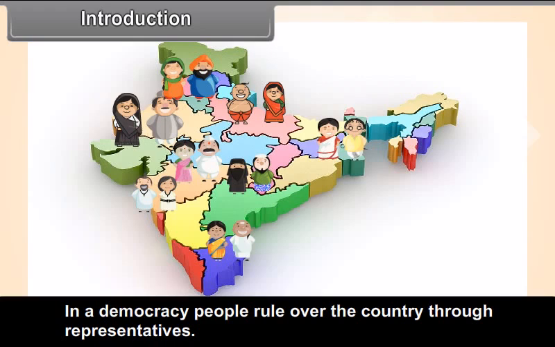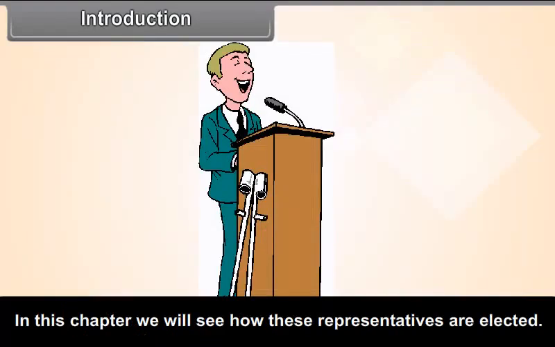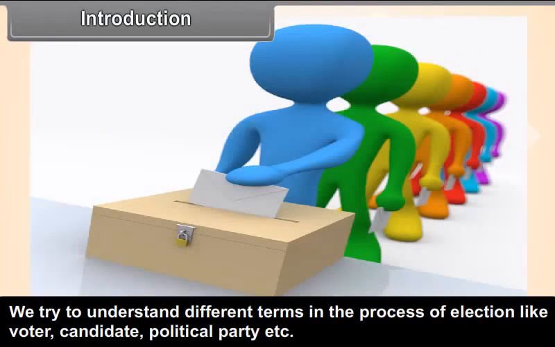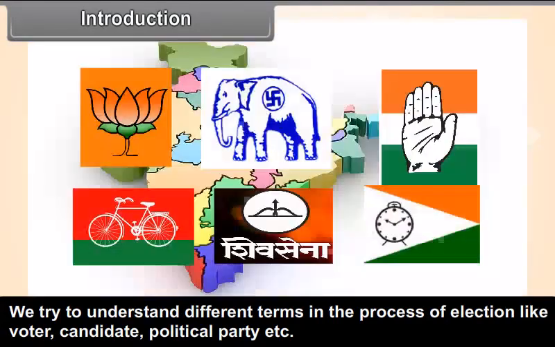In a democracy, people rule over the country through their representatives. In this chapter, we will see how these representatives are elected. We try to understand different terms in the process of election, like voter, candidate, political party, etc.